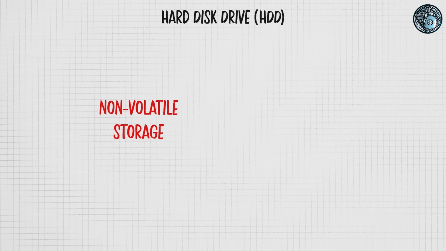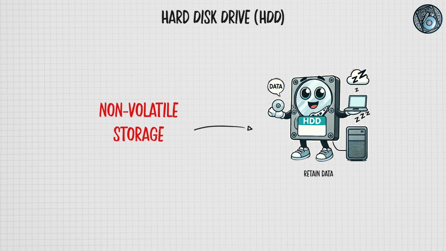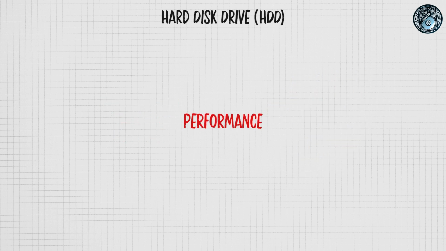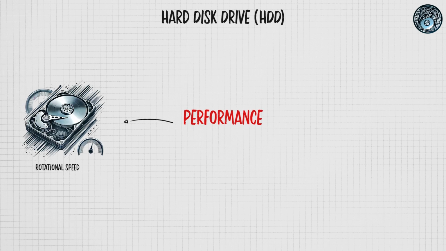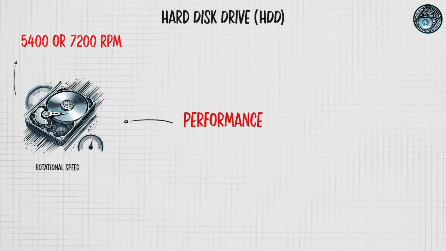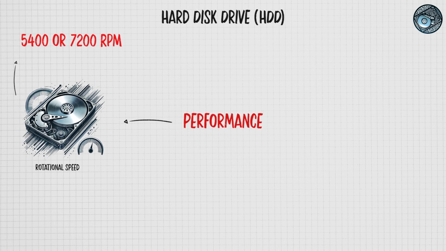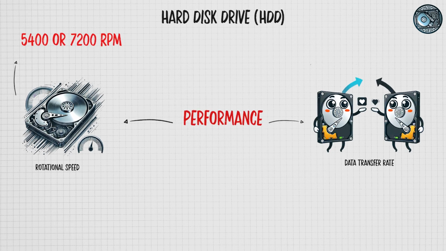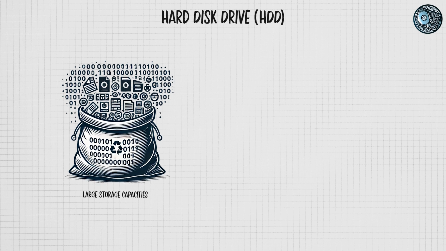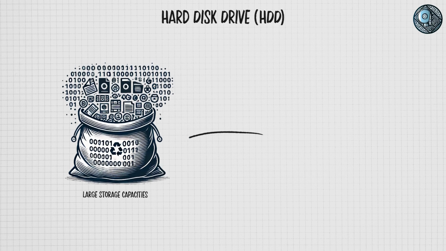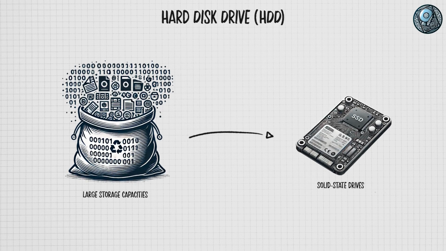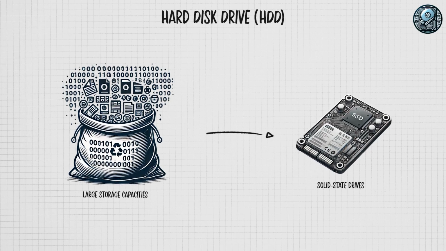HDDs are non-volatile storage, meaning they retain data even when the computer is powered off. The performance of an HDD is measured by its rotational speed, typically 5,400 or 7,200 RPM, revolutions per minute, and its data transfer rate. HDDs offer large storage capacities at a lower cost per gigabyte compared to solid-state drives, SSDs, making them ideal for extensive data storage.